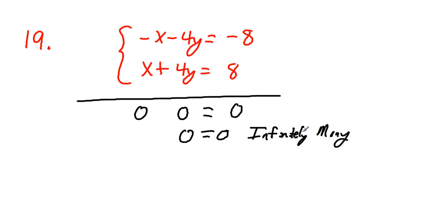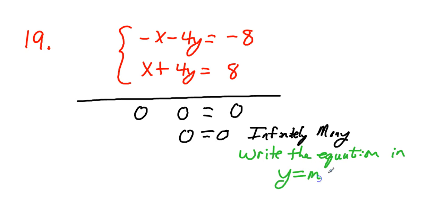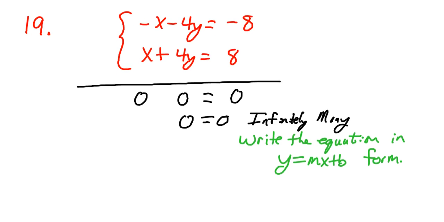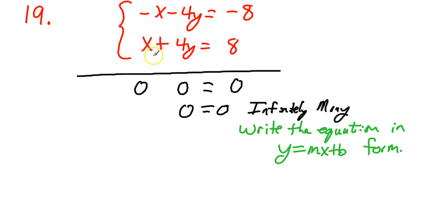Now, once you do the infinitely many, if the answer is infinitely many, they're going to ask you to write the equation in y equals mx plus b form. Because really what that means, if you get 0 equals 0, is that it's the same line, they've just written it a different way. So you basically just got to take one of these equations and rewrite it so that you've got it in y equals mx plus b form. So just pick one of the two, doesn't matter, we'll go with the bottom one.